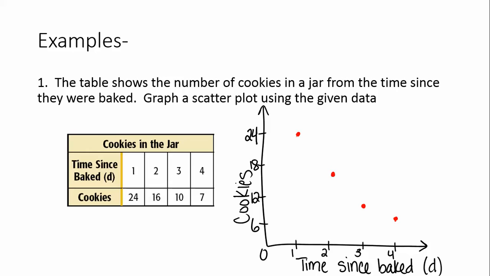this would be a negative correlation, because as the days increase, the number of cookies decrease. So you have one set of the data, the days, increasing, and you have the second set of the data, the cookies, decreasing.